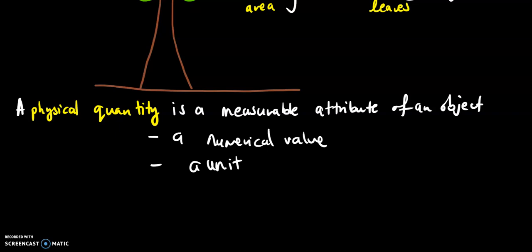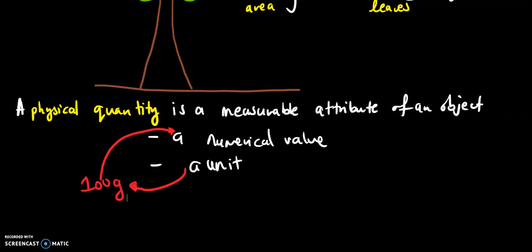If we measure the mass of an apple from that tree and find it to be, say, 100 grams, 100 grams quantifies the physical quantity mass in that it has a numerical value 100 and a unit grams.